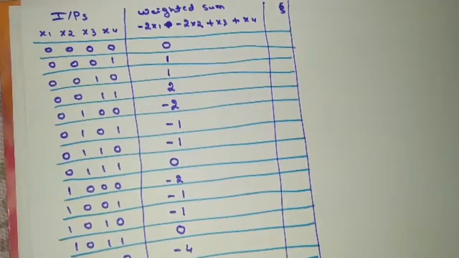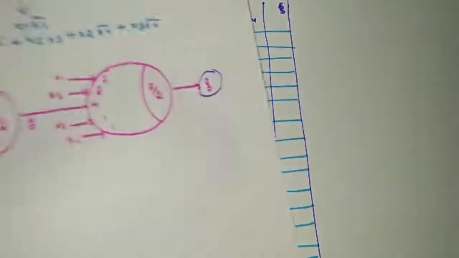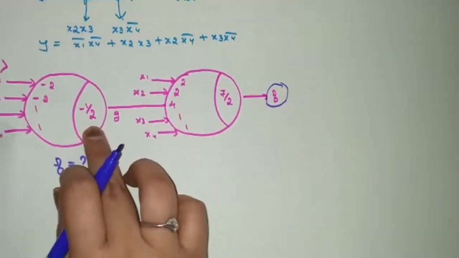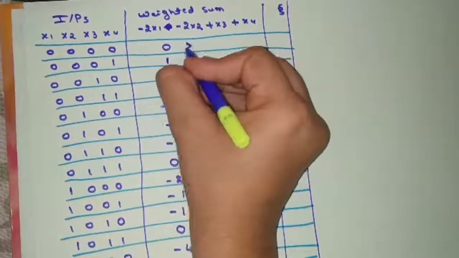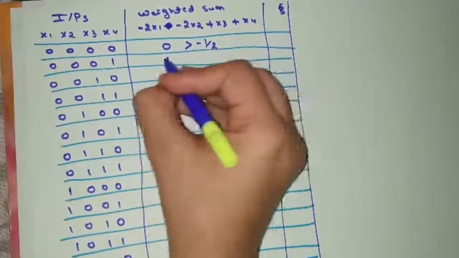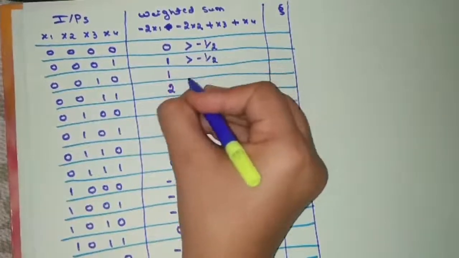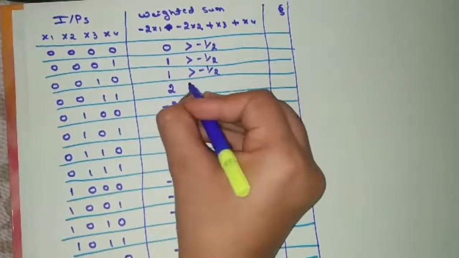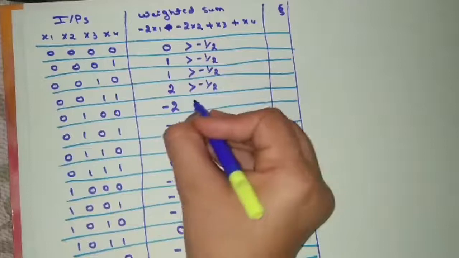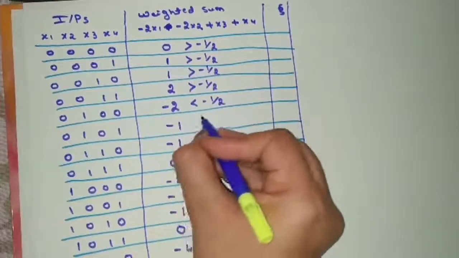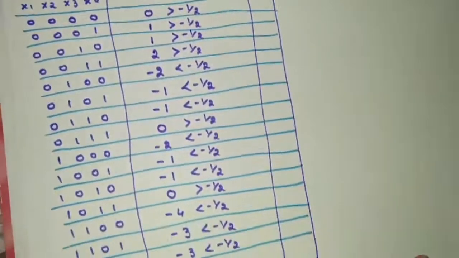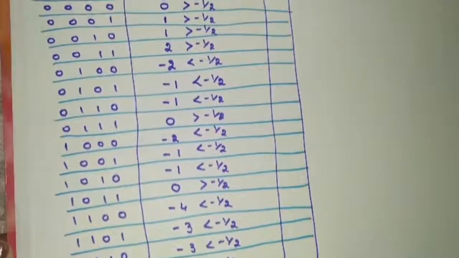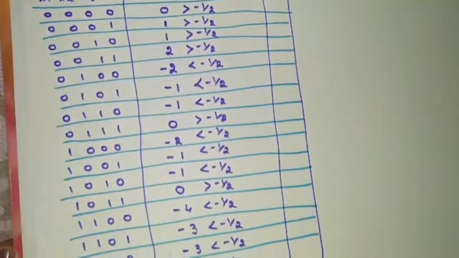Now just compare the weighted sum with the threshold, just like the previous question. Here, as we can see, the threshold is minus 1.2. Just compare it. 0 is greater than minus 1.2. 1 is greater than minus 1.2. 2 is greater than minus 1.2. Minus 2 is lesser than minus 1.2. Minus 1 is lesser than minus 1.2. Just complete the whole column. I have completed the whole column here. I hope you have also completed it. Just cross check the answers.